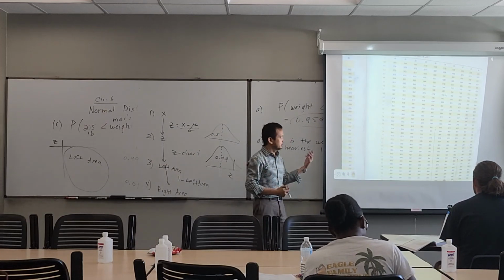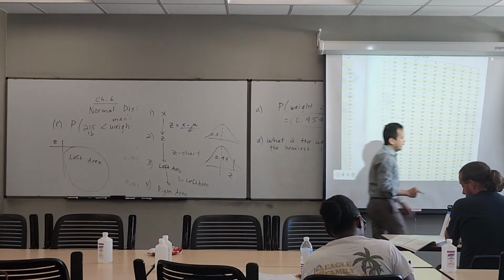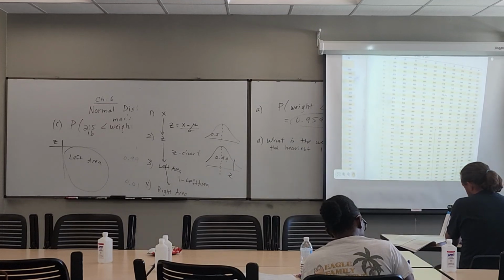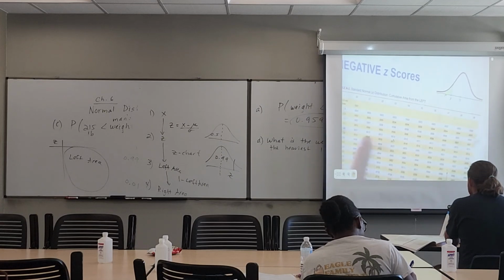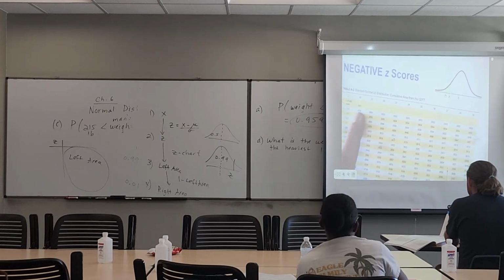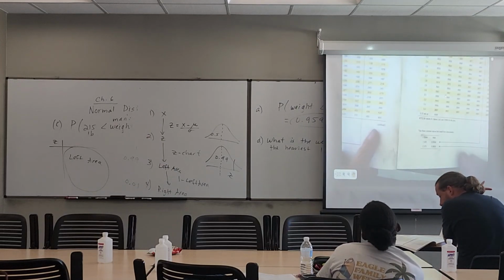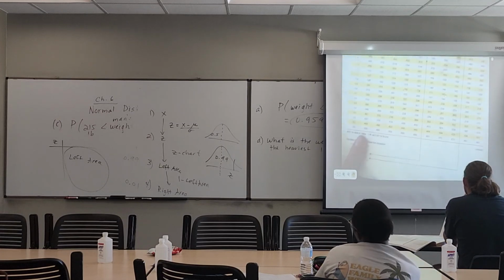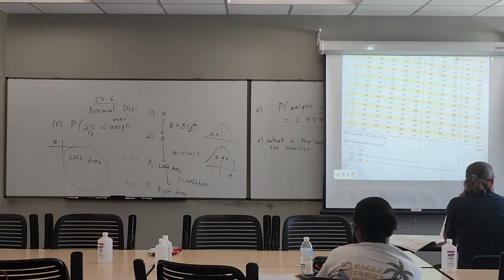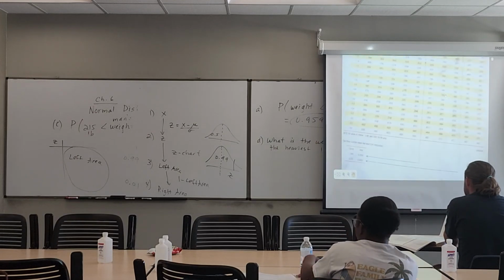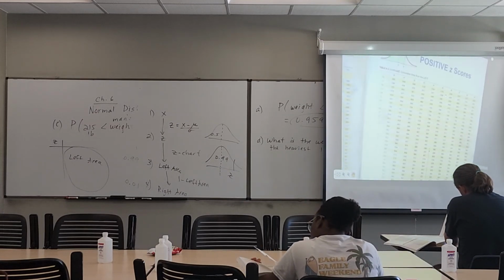If you didn't realize that, you could have accidentally gone to the negative z-score side. And when you tried to search for 0.99 as a left area, you'd notice you just can't find it. They go in order. The smallest left area is 0.0003, and the biggest left area there is 0.50, right at the mean. So if you tried to search for 0.99 on the negative z-score side, you just wouldn't find it. So we're going to go to the positive z-score side.